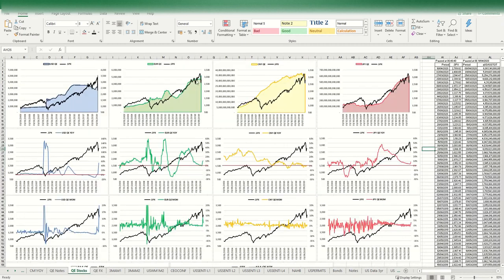For now, these are the measurements that I use for QE and what I compare them to, and you can start to see some correlations and some patterns, and how this data affects markets. So that's what I would recommend. This is very easily done in Excel, as you guys have seen through my other videos.